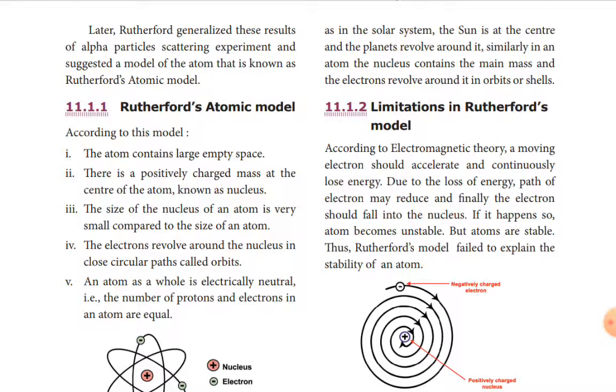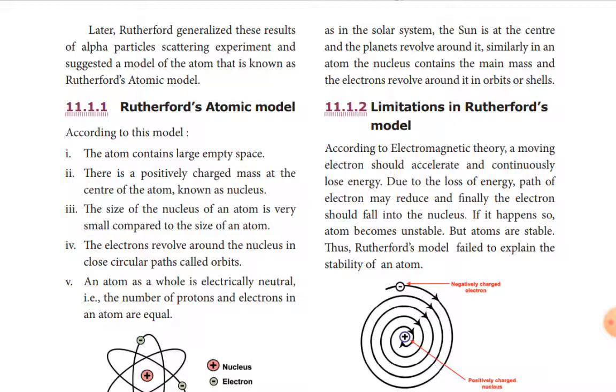Then what are the limitations or drawbacks? This model of the atom also failed. What is the reason? According to the electromagnetic theory, a moving electron should accelerate and continuously lose energy. Due to the loss of energy, the path of the electron may reduce and finally the electron should fall into the nucleus. If that happens, the atom becomes unstable, but atoms are stable. The Rutherford model failed to explain the stability of the atom.